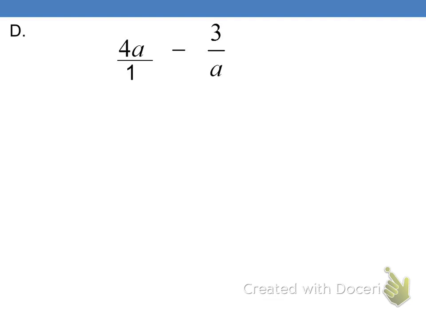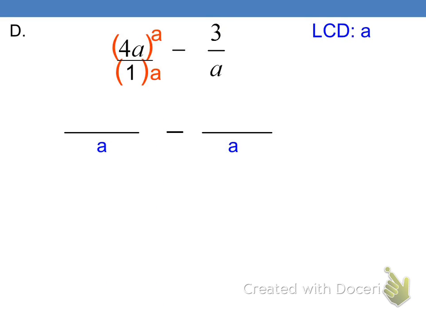So start by putting a 1 under the 4a. That way you can see what your denominators are right now. What's my LCD going to be? A. I'm going to turn both of these rational expressions into expressions that have denominators of a. How am I going to get an a on the bottom of the first one? A over a. 4a squared.